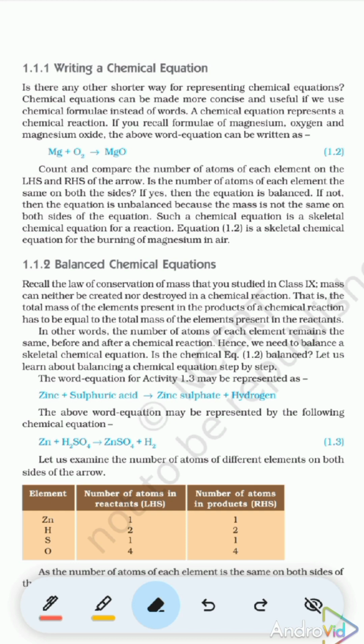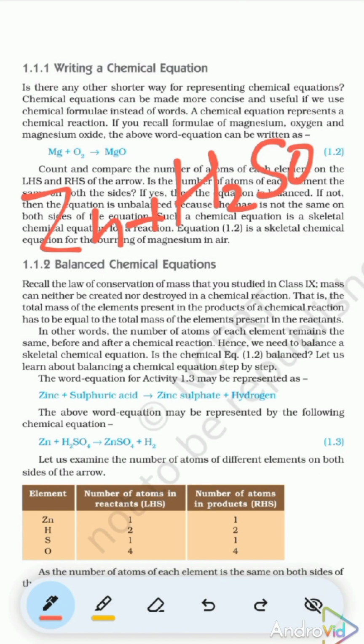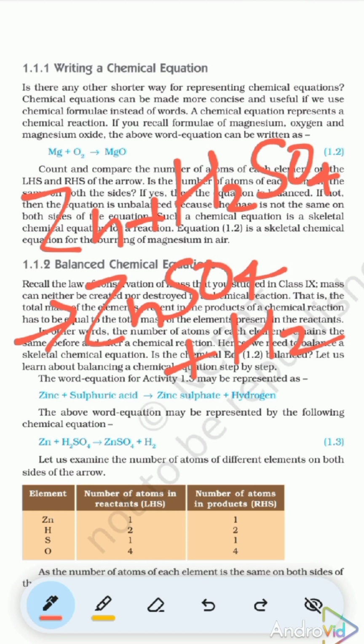Here they have given the word equation for the activity 1.3 we have just studied. There we used zinc, that is Zn, plus sulfuric acid, that is H2SO4, which gives zinc sulfate, which is ZnSO4, plus hydrogen gas is evolved. On the left hand side, zinc has only one atom, and on the right hand side we have one atom. For H2 we have 2 here, and here also we have 2, so it is equal.